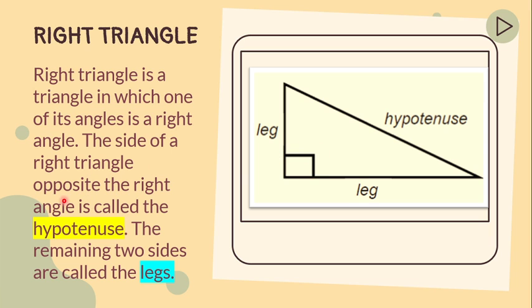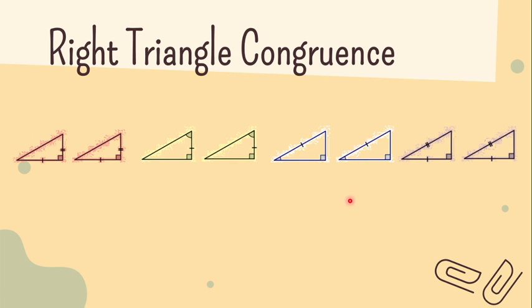Then, the side of a right triangle opposite the right angle is called the hypotenuse. So, kung ito yung right angle mo, yung nasa kabila niyan, yung opposite side niya, ang tawag doon is hypotenuse, which is the longest side of a triangle. So, yun yung pinakamahabang side sa triangle. And then, the remaining two sides are called the legs. So, ngayon, yung bumubuo doon sa right angle natin, yung pa-L natin, ang tawag natin doon ay legs. Okay, now, we have 4 right triangle congruence. So, sa triangle congruence, meron tayong tatlong postulate at isang theorem. Sa right triangle congruence, we have 4.